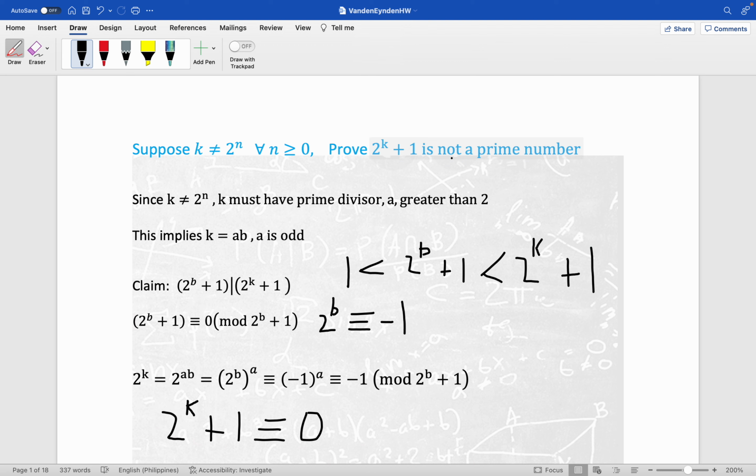So anyway, y'all, I hope that made sense. Hope you enjoyed it. It has an interesting contrapositive. It says that if 2 to the k plus 1 is prime, then k would have to be a power of 2.